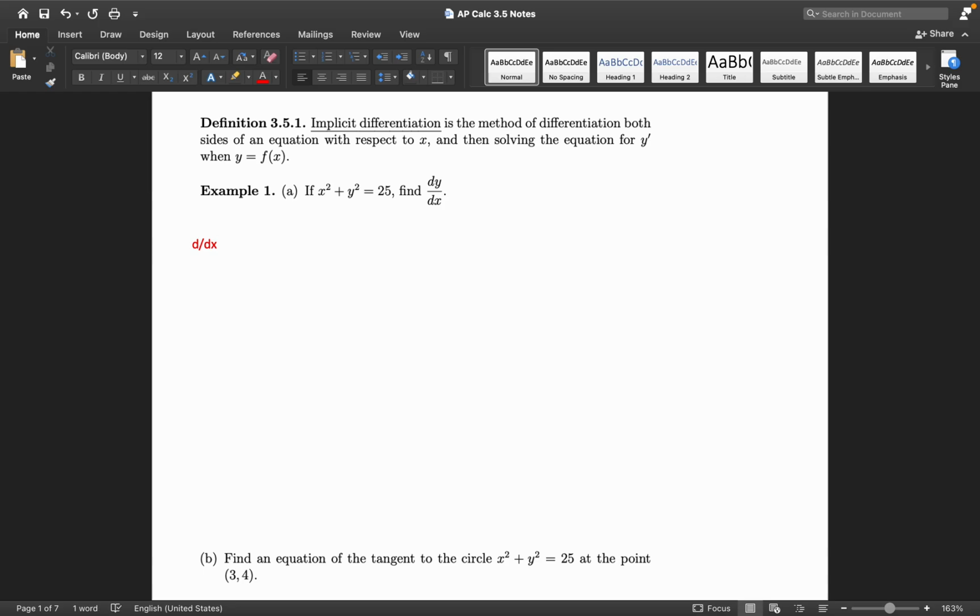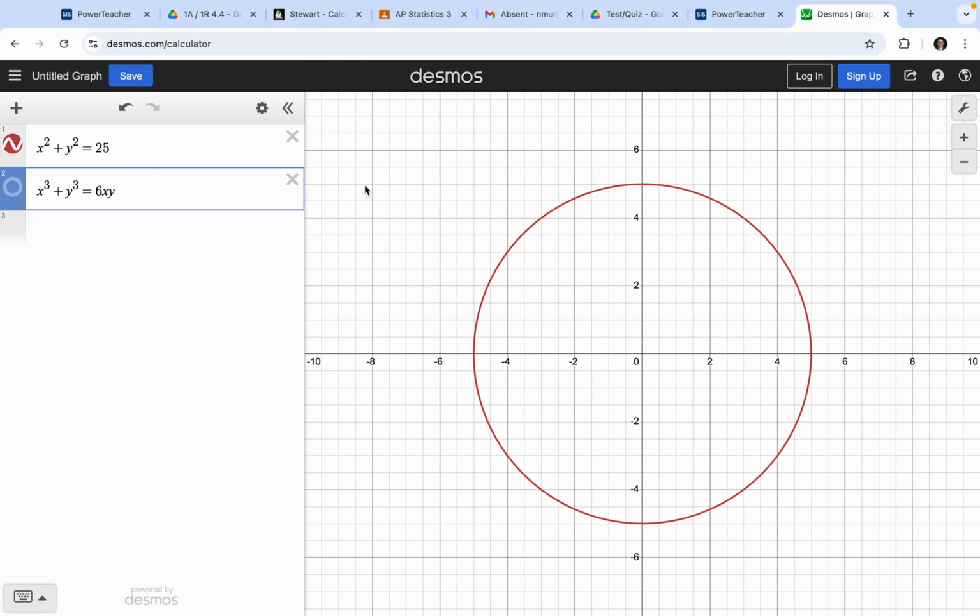Implicit differentiation, AP Calc 3.5 notes. Our first example we're going to look at is the equation of a circle, x squared plus y squared equals 25. And there's a problem here. I cannot find the derivative using normal solution methods of this function because it's not really a function.